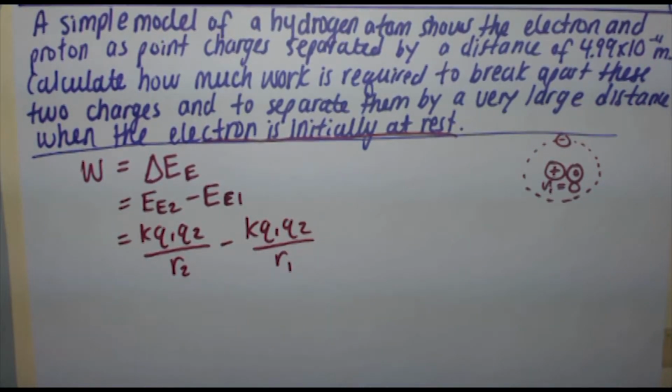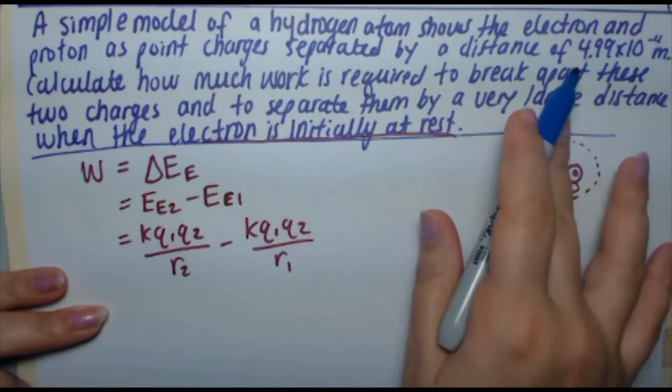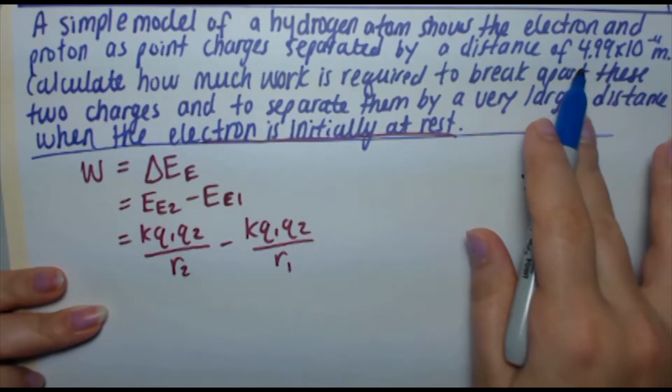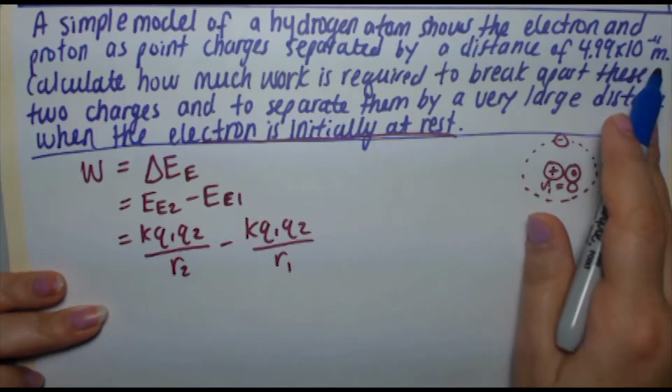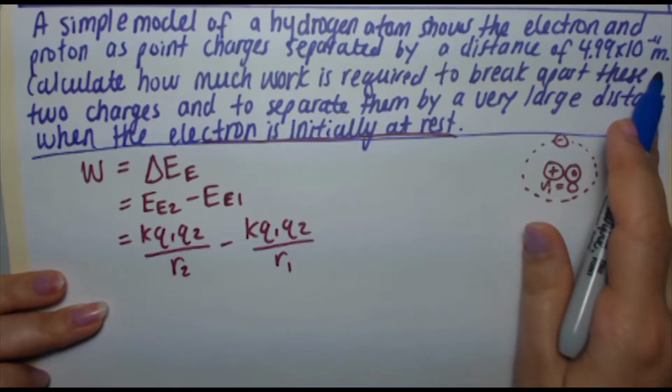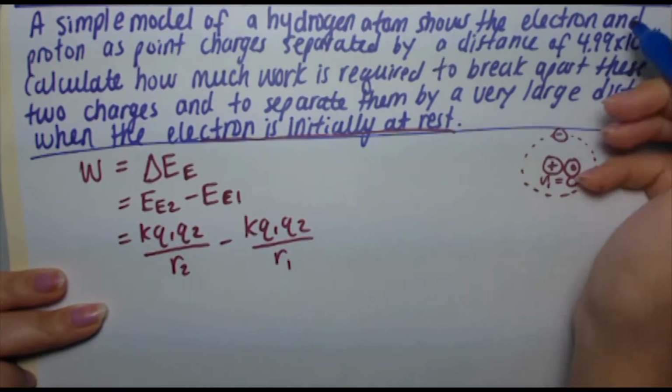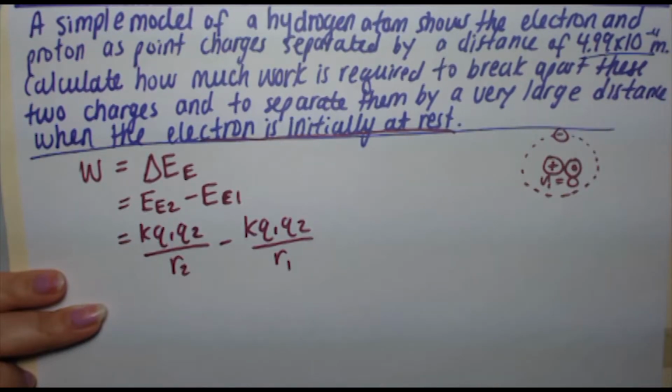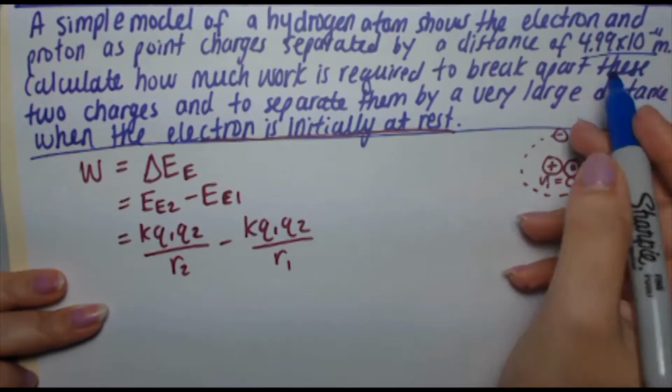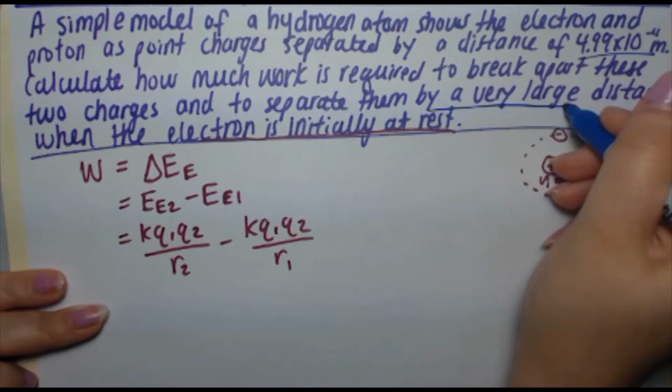Before I go ahead and just factor it out, take a look at this. I'm told that they're separated by a distance of 4.99 times 10 to the minus 11 meters. Well, this is how much they're currently separated by, so this would be our R1. But we want to separate them by a very large distance.